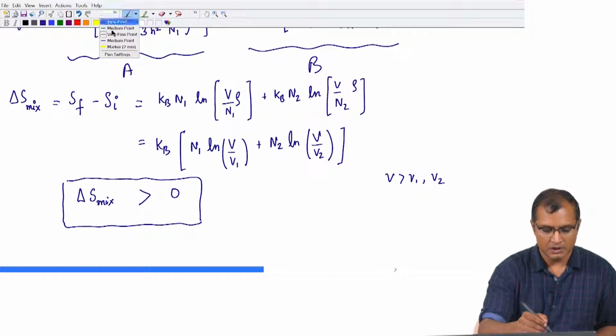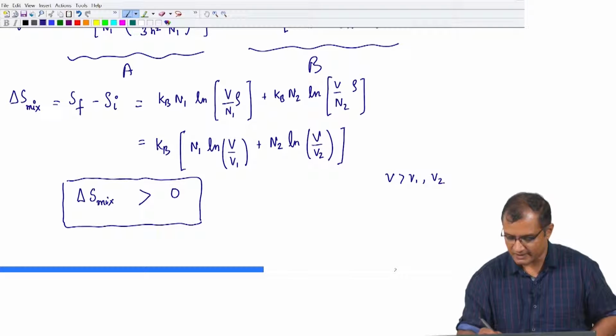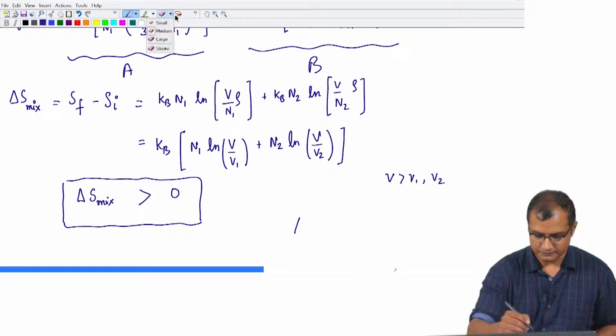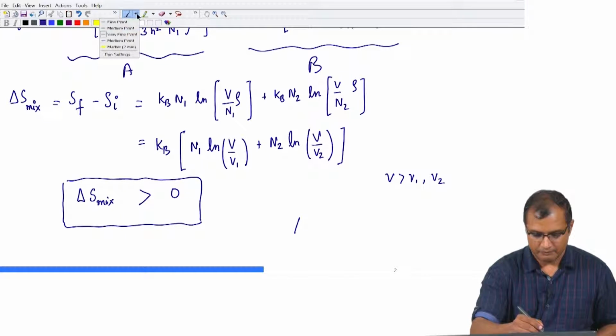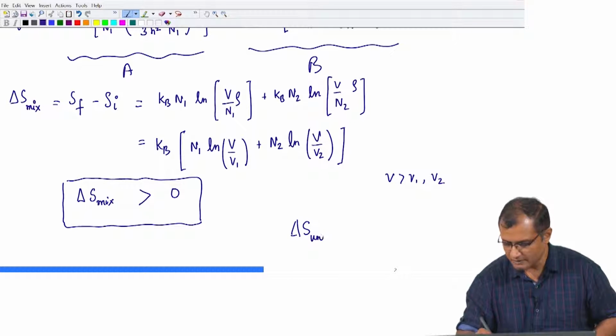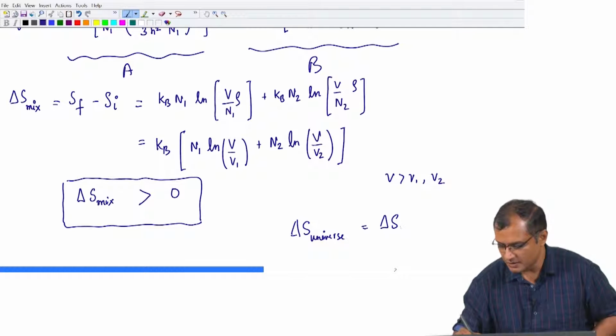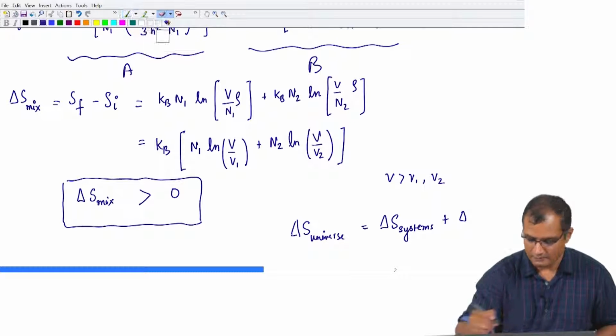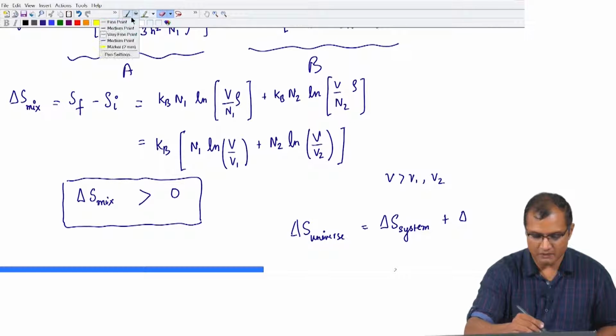So, if you want to understand what is meant by this argument, it is like I can say that the change in entropy of the universe is nothing but the change in entropy of the system plus change in entropy of the surrounding.